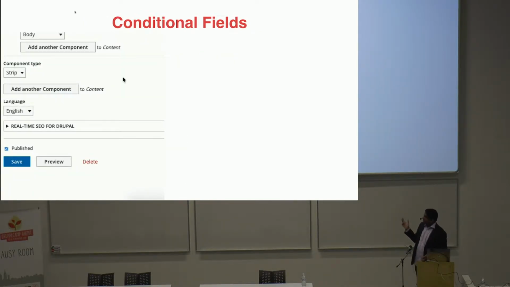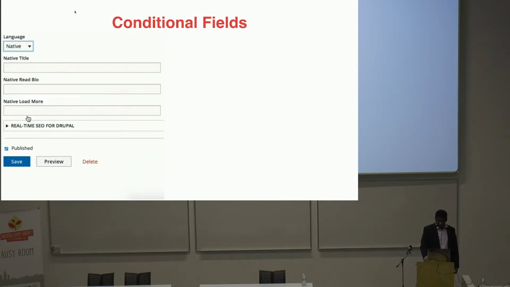And then with conditional fields, you'll notice here there's the component type strip, but just below that you've got language. So in this, what I want to do is have a trigger for the language. So if it's English, show no additional fields. But if you choose the other option, you will have additional fields showing.